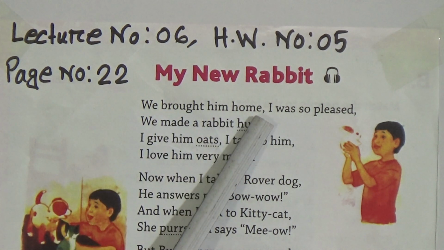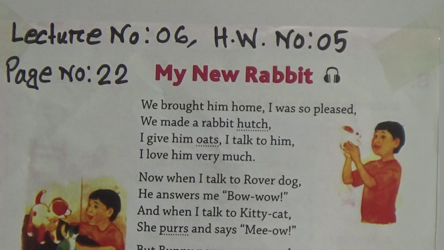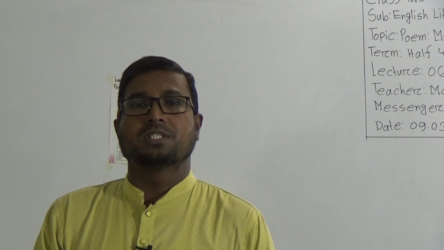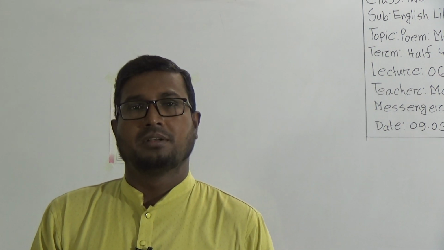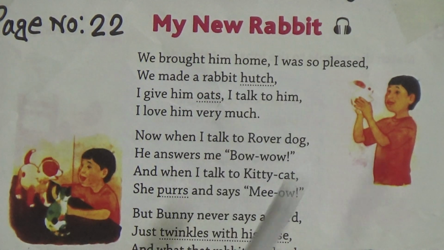We brought him home. I was so pleased. That means in the first sentence of the poem, the speaker is telling that he was very pleased or very happy to have a rabbit as his pet. Here it is written, we made a rabbit hutch. Look at the meaning of the word hutch. Hutch means a small wooden box in which rabbits or other animals are kept. In your book there is a picture of a hutch, H-U-T-C-H.